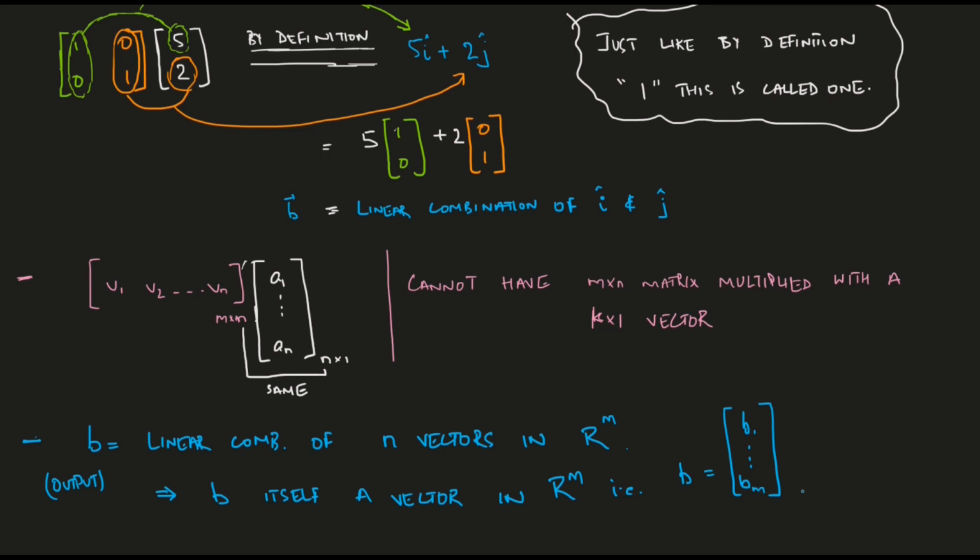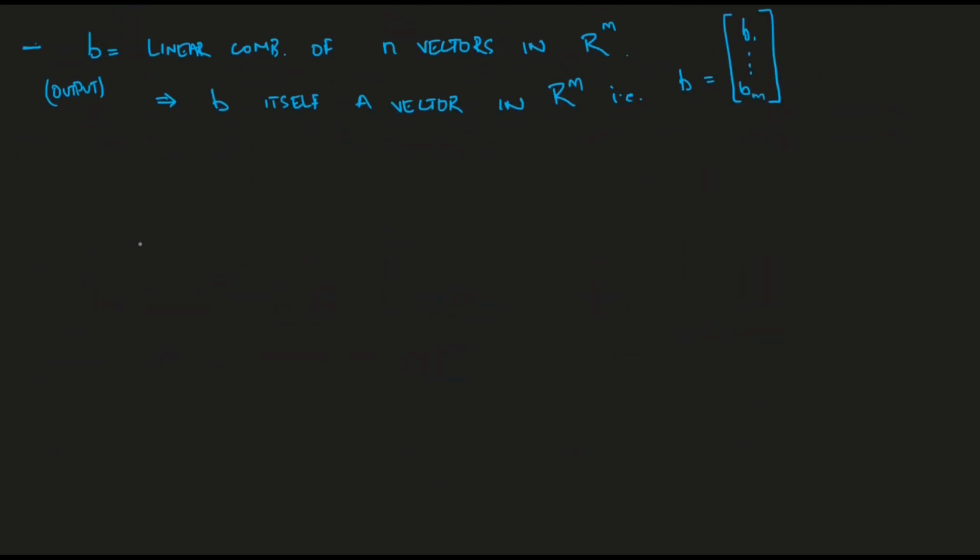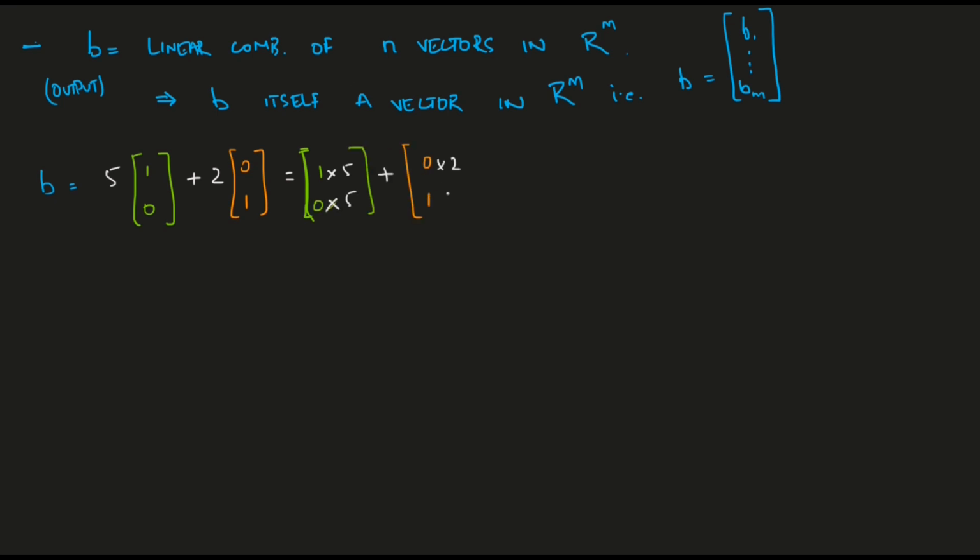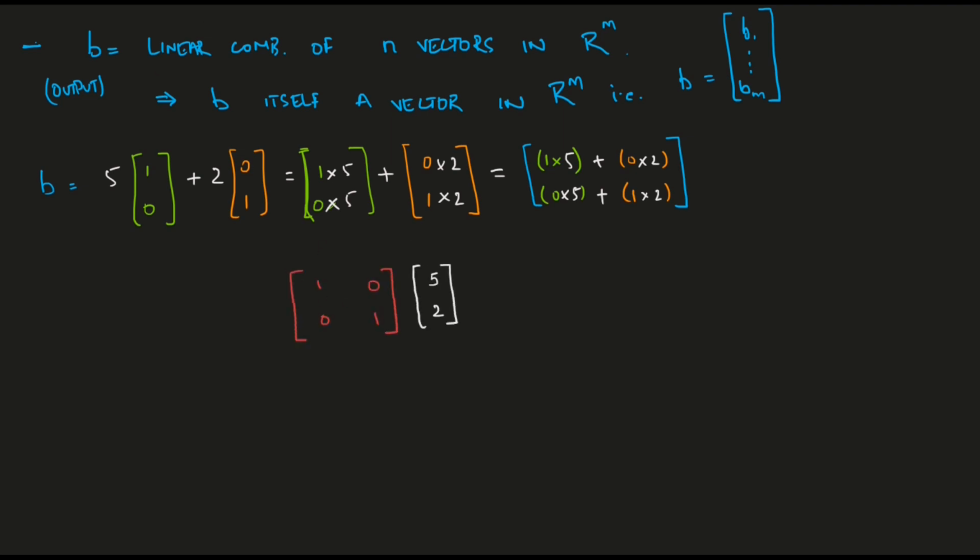The previous method told me that matrix vector multiplication gives me 5 times i and 2 times j. Now let's simplify this further. I perform the scalar multiplication and then add the two vectors, finally giving me a 2 by 1 vector. Now hold this thought here for a minute. There's a slightly different way to think about matrix vector multiplication.